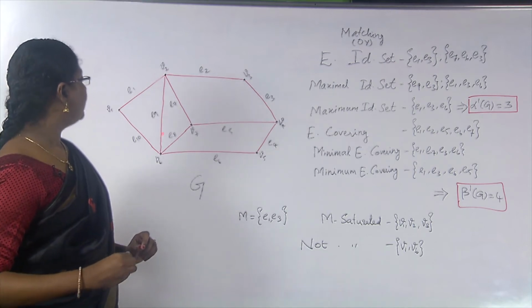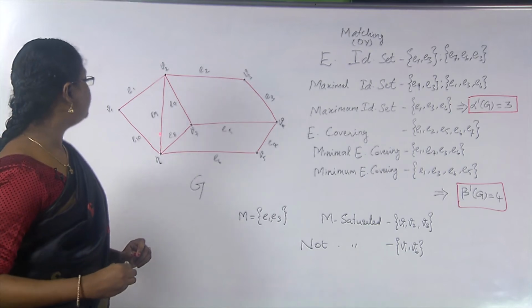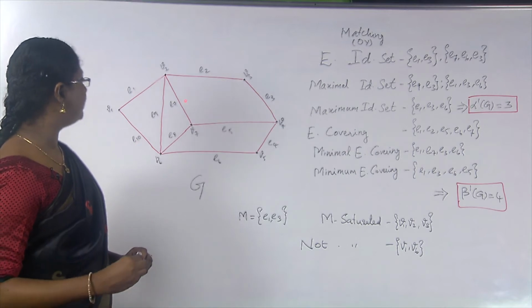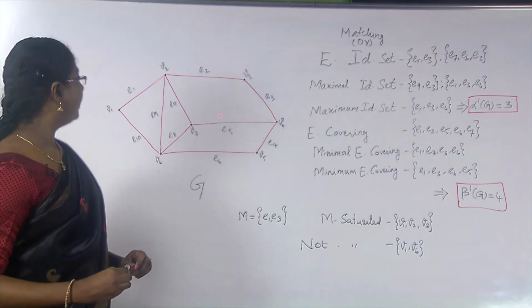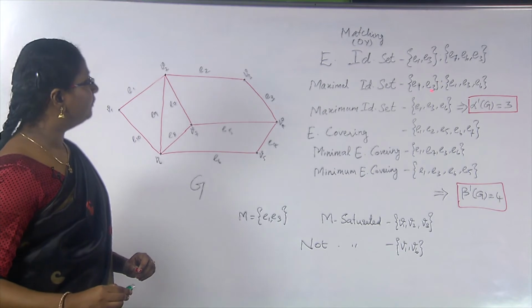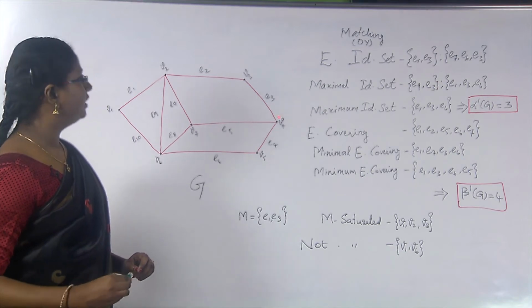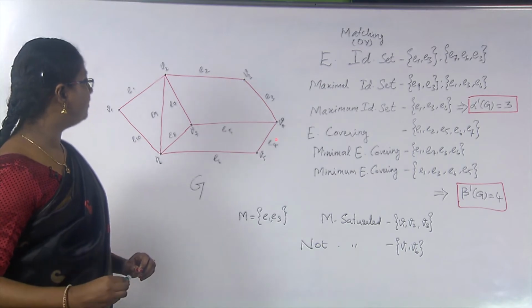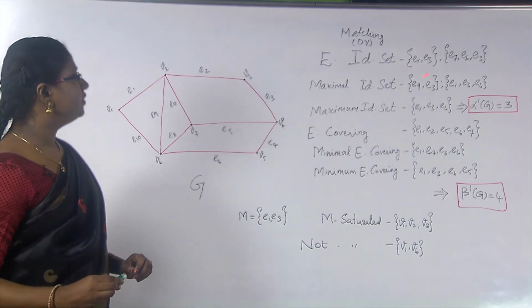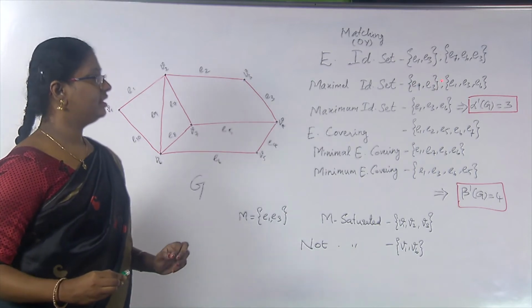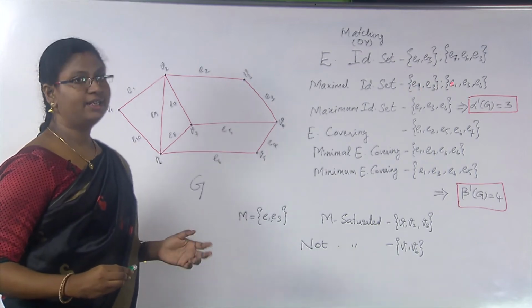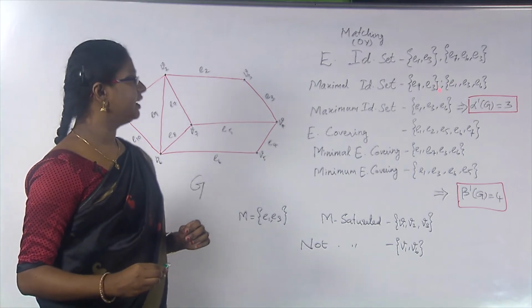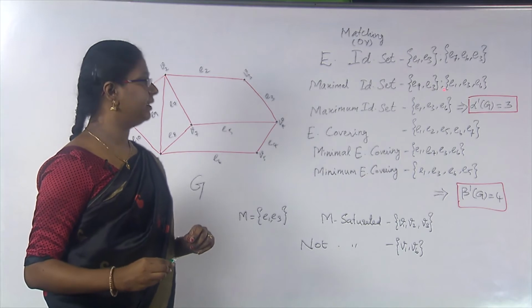So, E9 is incident on V2 and V6, which means that I cannot add these edges E1, E10, E6, E7, E8. And if I am considering E3, I cannot add the remaining edges E2, E4, E5 also. Which means E9 and E3 alone is a maximal independent set. I cannot add any edge to this set. That tells me E9 and E3 is a maximal independent set.